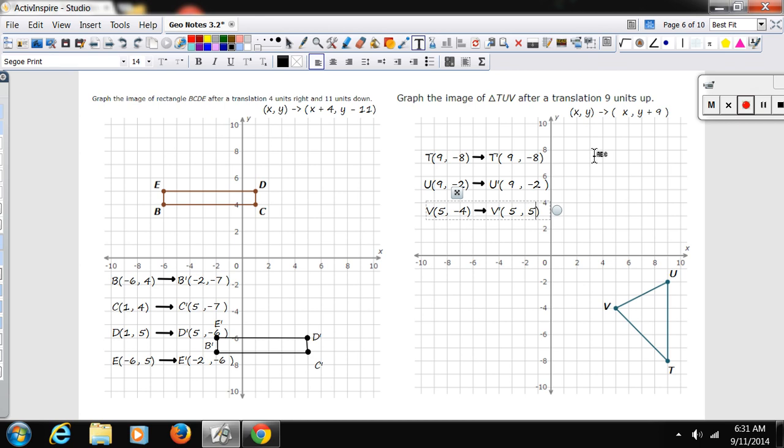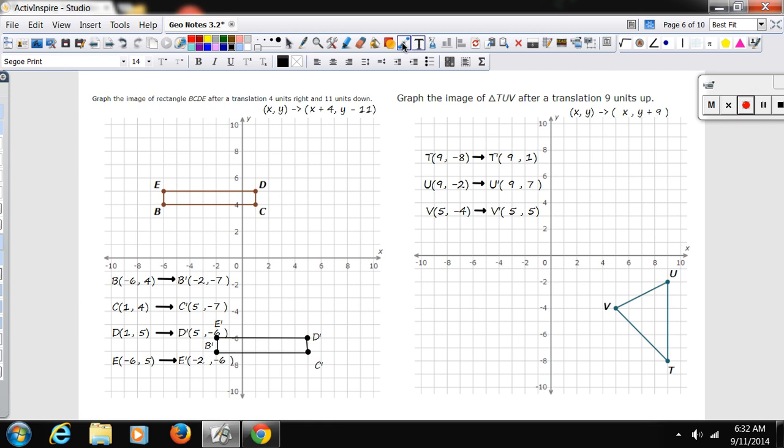Okay, so let's go back to this path right here. -2 plus 9 is going to be 7. And then, let's see. -8 plus 9 is going to be 1. Okay, so the y's changed, the x's did not. The x's stayed the same because you're not going over at all, you're just going up.